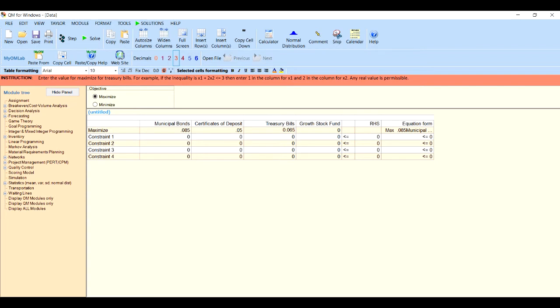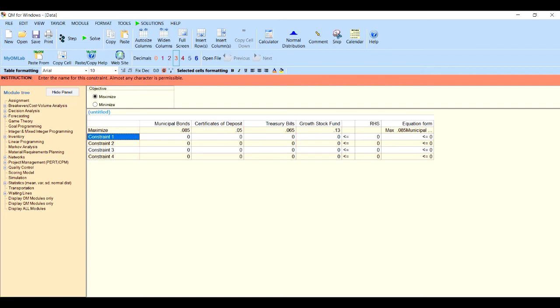So municipal bonds is here. If we're saying in general municipal bonds, we make that quite simply a 1. 1 must be less than or equal to $14,000. That's our first constraint.